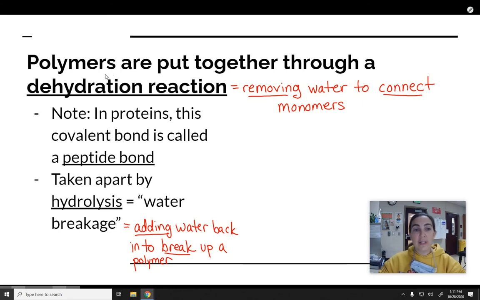Okay, so once again, just to review these one more time, a dehydration reaction, remember dehydrating is taking out the water, but by removing that water, you're actually connecting the monomers together to build a polymer. This happens in proteins. It also happens in carbohydrates and in nucleic acids. The bond that's formed through a dehydration reaction has a different name depending on what kind of molecule it is. In a protein, this is called a peptide bond that forms between the amino acids.